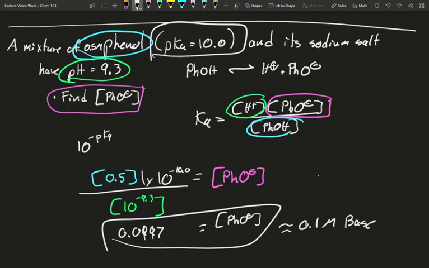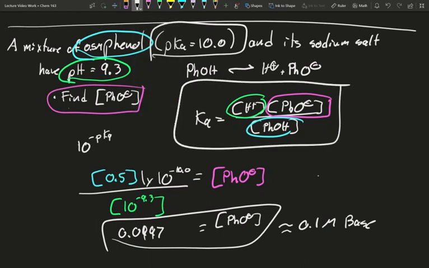Because we can rearrange this equilibrium expression, as long as we know 3 of the 4 components, we can always solve for the 4th missing component. We might have to think about how to get some of these. In this case, we had to modify our pKa to find the Ka. We had to modify our pH to find the concentration of H+. But as long as we can obtain 3 of these 4, we can always rearrange to solve for the 4th.